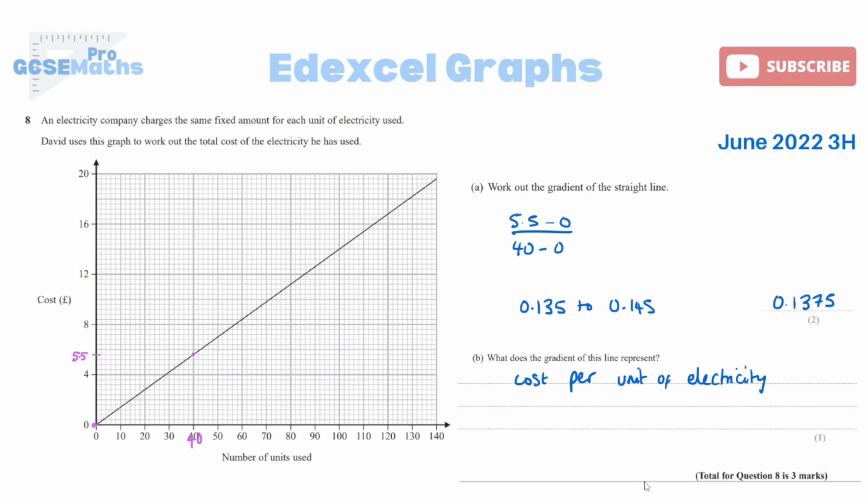Now they will allow other options as well, as long as you've given the context and you're making a reference to this rate of change. You could say the rate of change of cost with units of electricity. You could say each unit costs effectively 14p, doesn't it? The cost of each unit of electricity, anything like that is fine, but quite an easy one to get 3 marks there.